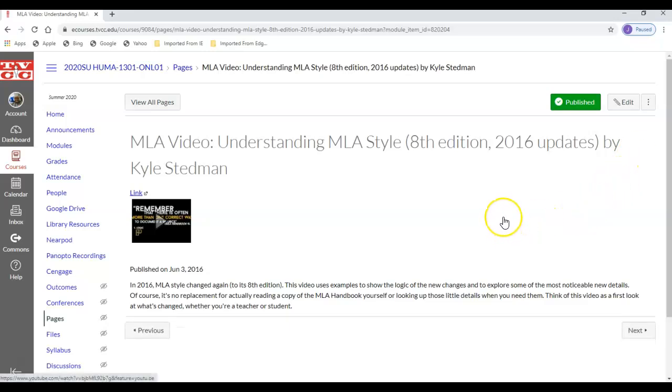I have a video for you that also goes through the details of the MLA style. As it says here, it shows the logic of the new changes and what sort of differences there may be from one to the next. The change has been in place since 2016, so most of you should be familiar with that.